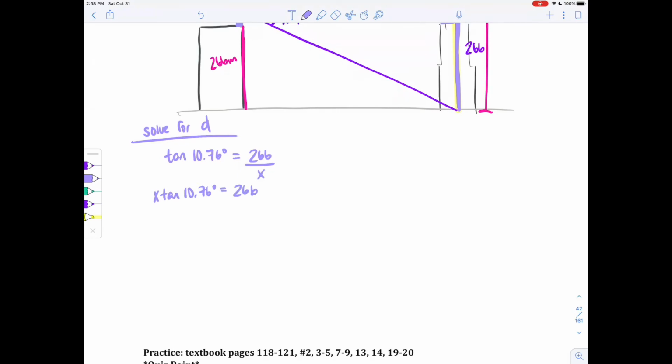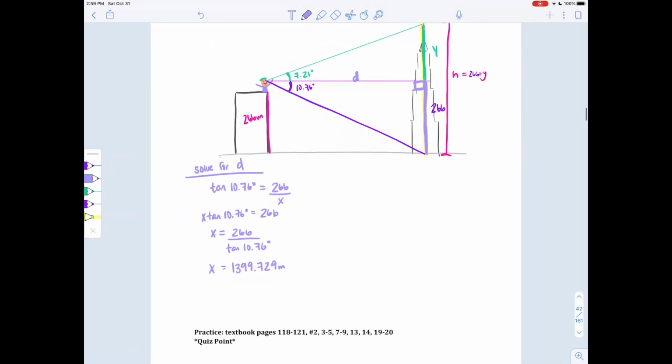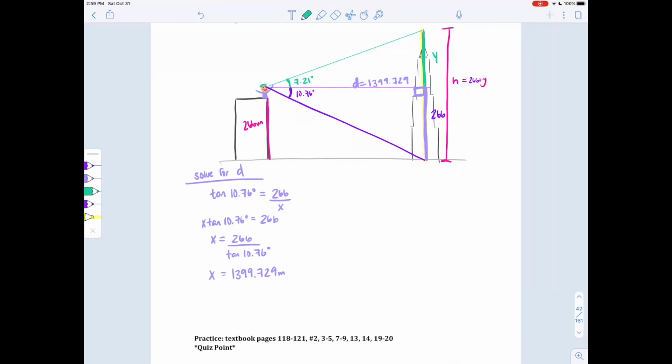And now to isolate for x, I'm going to divide both sides by tan of 10.76 degrees. So I will get x is equal to 266 divided by tan of 10.76 degrees. Now when I plug that into my calculator, I am going to get 1,399.729 meters. So now I have my value for D. And by using that value for D, I could actually now solve for y.